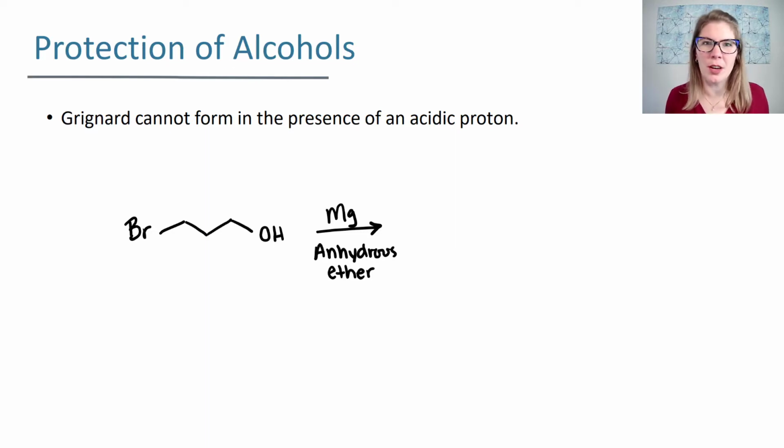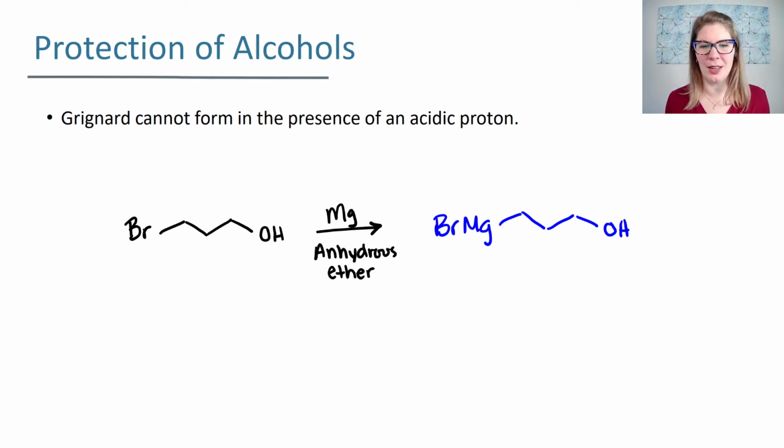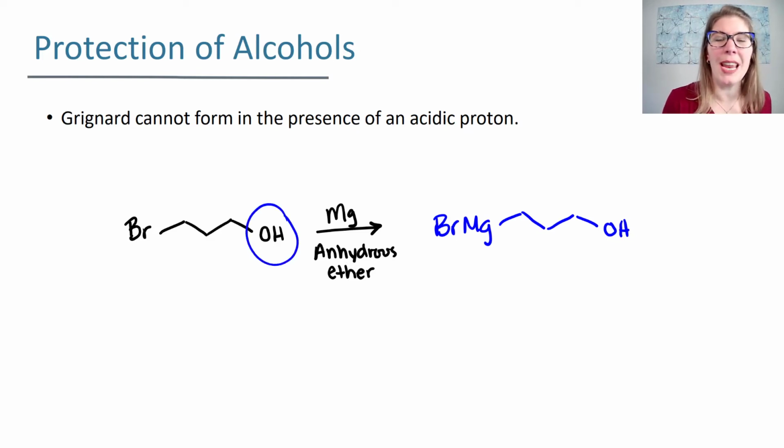I want to form a Grignard with this. And what I want to have happen is for me to get the magnesium inserted between the bromine and the carbon so I can get this as a Grignard reagent. But it's just not going to happen because this OH is incompatible with the formation of the Grignard. So what do? Well, step one is going to be protect the alcohol.